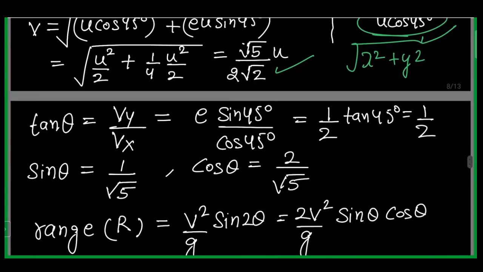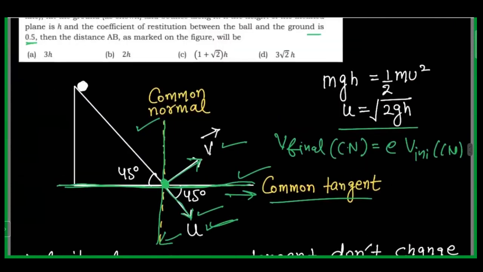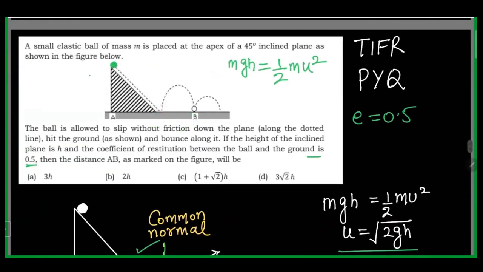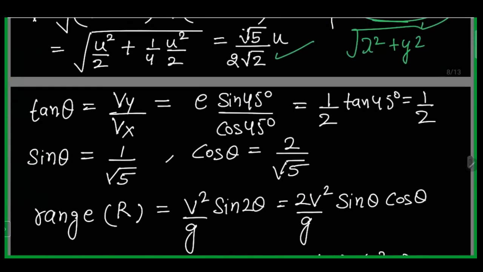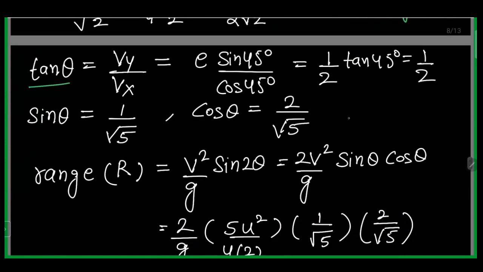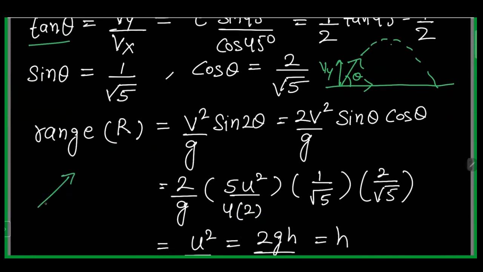But just before doing that, one more thing I want to find is this angle. I want to find at what angle the object will go after collision. So how do I find that? You know tan theta is Vy by Vx. I can redraw this diagram. This is your motion after collision, and this is your Vx and this is your Vy.